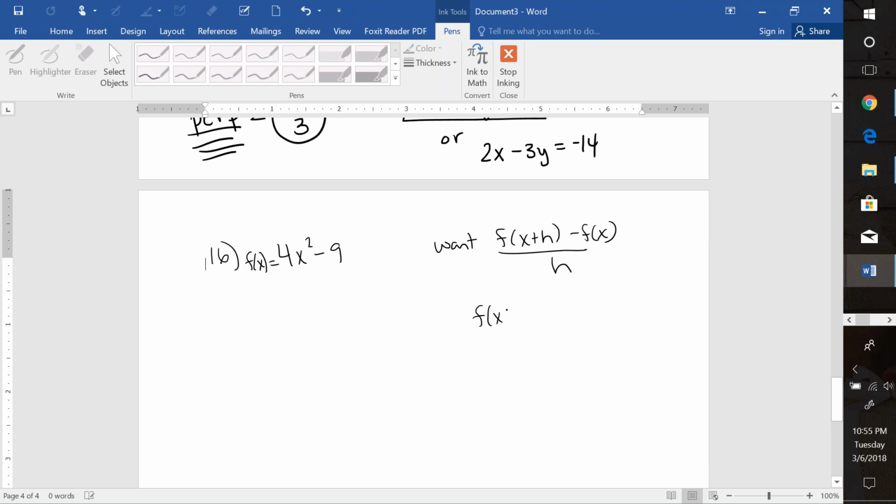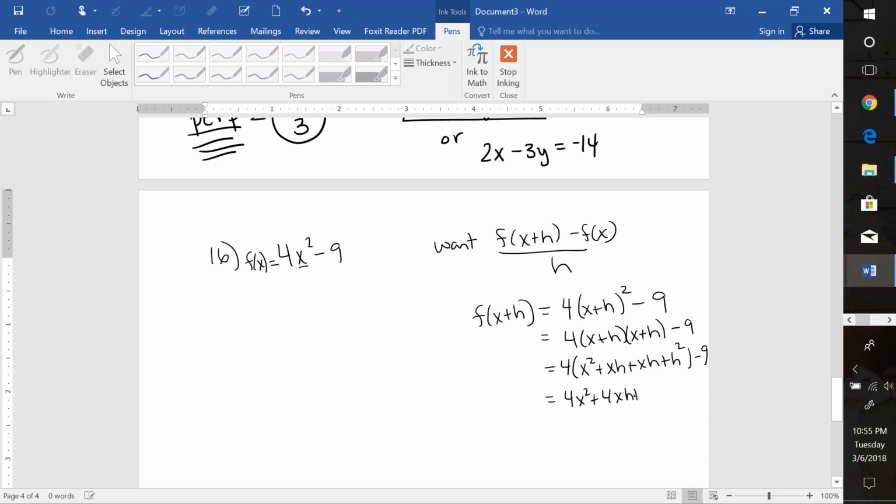So f of x plus h means where there was an x, you're going to replace it with a binomial. So 4 parentheses squared minus 9, where inside the parentheses, we now put x plus h. So we're going to write that twice because it's squared. We're going to FOIL it. So x times x is x squared. We get an xh. We get another xh. We get an h squared. Bring down our minus 9. We can distribute our 4, or you can add the like terms first, whichever way you want to do it.